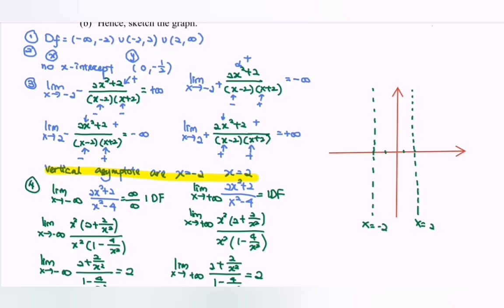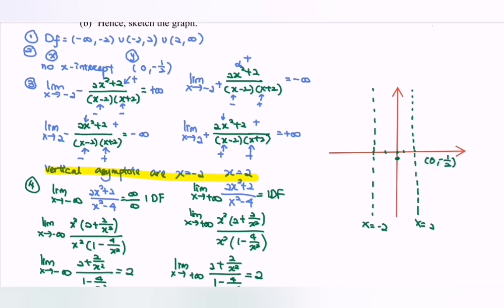Continue. Next, we have the second step, intercept. There is no x-intercept, so ignore. But we have the y-intercept, where we have (0, negative 1 over 2). So 0 is over here, negative 1 over 2. Let's say the situation around here. So we have the coordinate (0, negative 1 over 2).